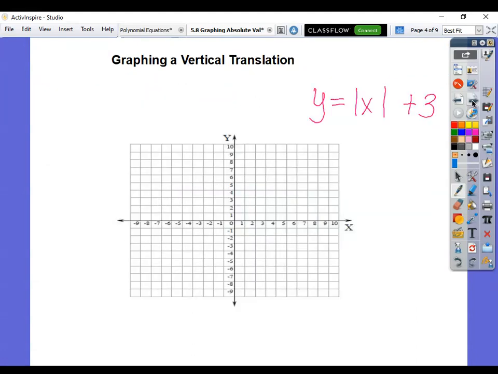Next page, graphing a vertical translation. y equals absolute value of x plus 3. Well, you got to ask yourself, what does the plus 3 do? The plus 3 shifts the graph up 3 units. So from (0, 0), always start at (0, 0), you're going to go up 3. Then the slope of an absolute value is up 1 over 1. You're going to do that on both sides, and then draw a V. That's how you graph an absolute value.